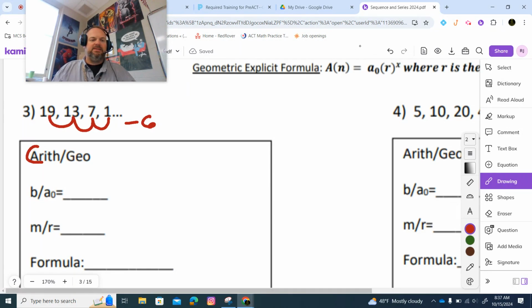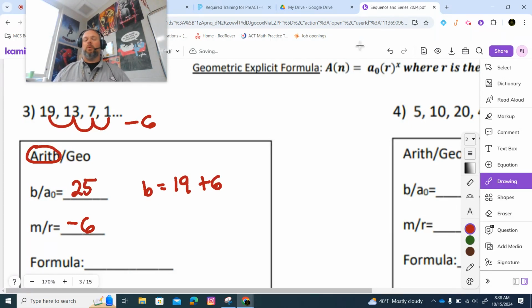So this is arithmetic. Look, I am circling it. I know if we have an arithmetic, somebody is going to underline it, you're going to box it, you're going to shade it in, you're going to do something other than what I'm doing. We know that this is going to be that. To find our B, we have to take 19. What's the opposite of minus 6? Which is 25, which is a lot funnier than 24.